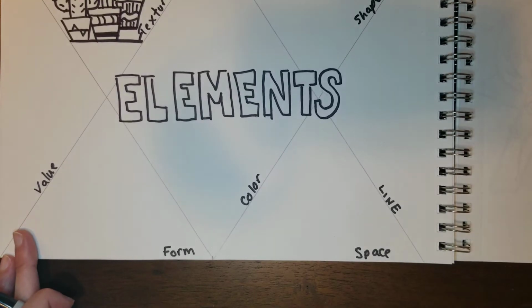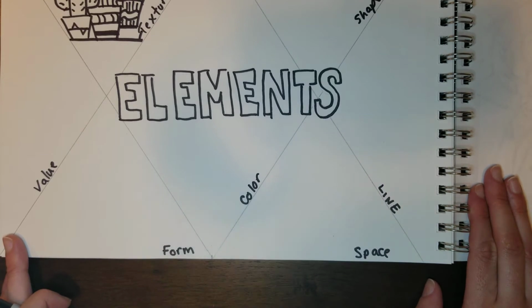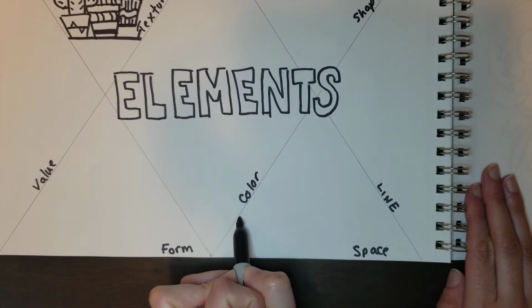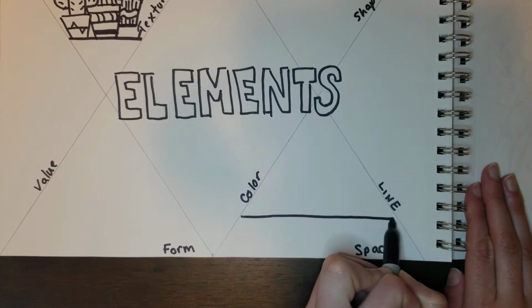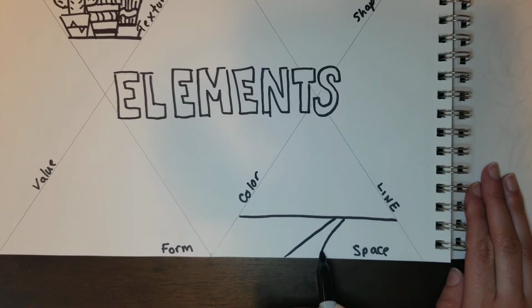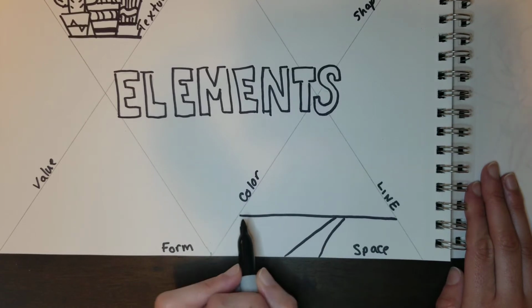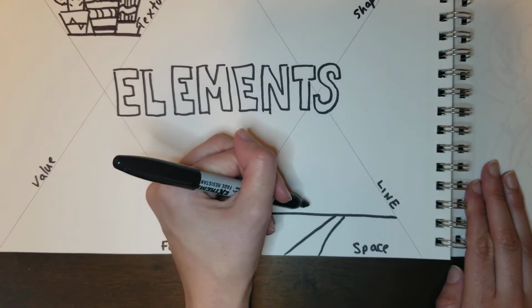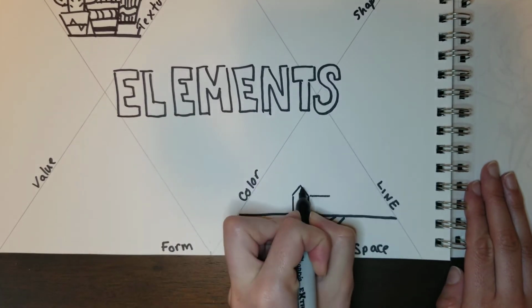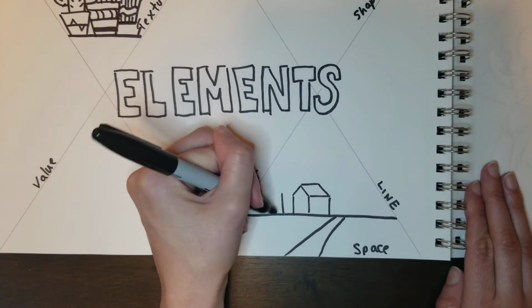But for my example, I'm going to show you an easier space. I'm going to show you something that has foreground, middle ground, and background. So what I'm going to do is start with a line, and I'm going to draw a road. And the road's going to get wider as it comes out. And then I'm going to draw a house, and some trees.